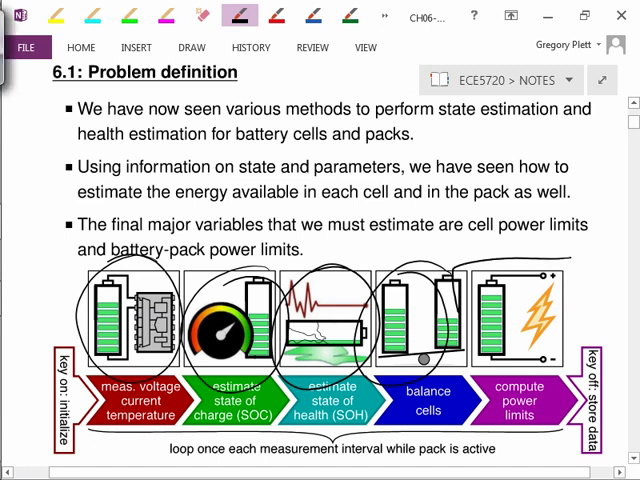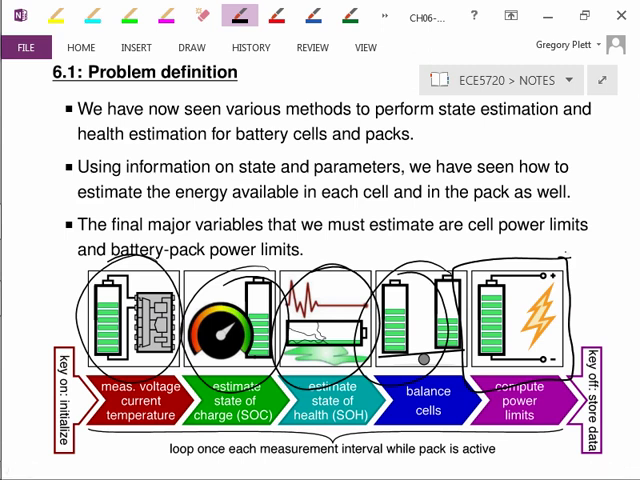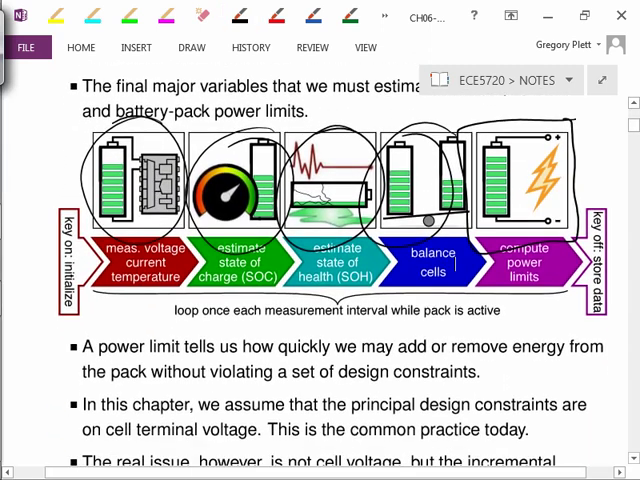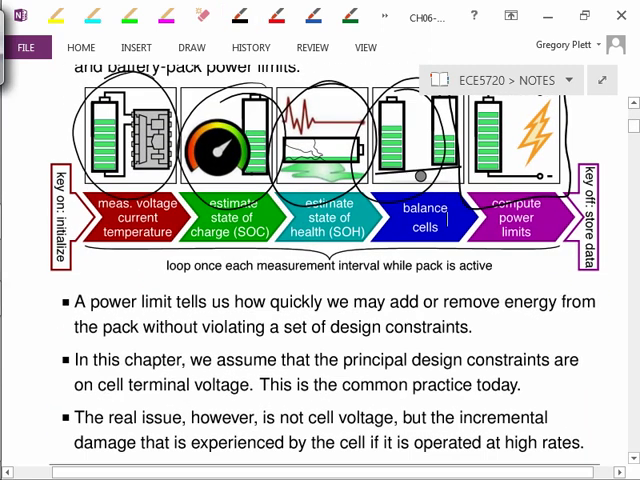We now turn our focus to this final topic of computing power limits. And we're going to study this in two chapters from two slightly different perspectives, actually quite significantly different perspectives. And it all depends on what you're trying to optimize. A power limit is going to tell us how quickly we can add or remove energy from the battery pack without violating some set of design constraints.